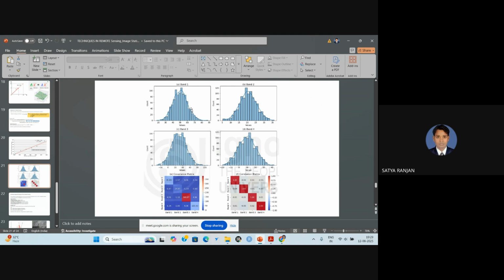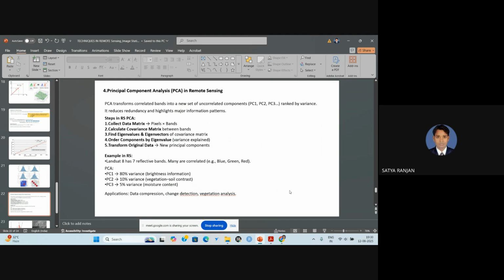This is the different histogram of different bands like band 1, band 2, band 3 and band 4 of different satellite images. Each band has different histogram information. Then this is the covariance matrix and this is the correlation matrix. It is highly correlated, with high values on the diagonal. Then the principal component analysis is there, PCA in remote sensing.